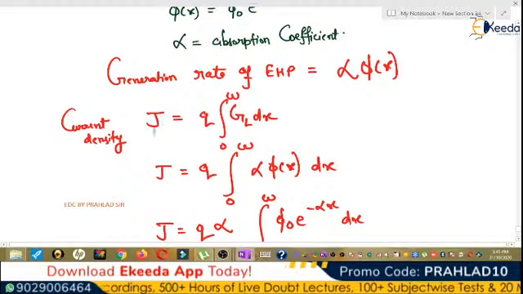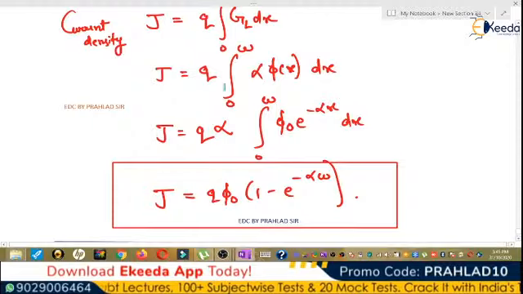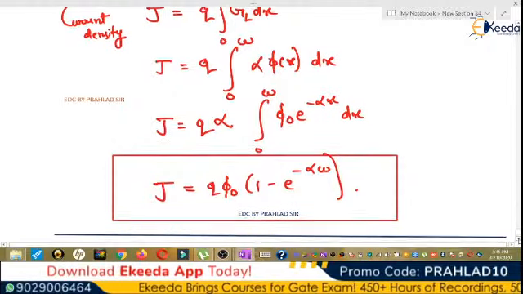Current density J is q integral 0 to W of GL dx. So it is q integral 0 to W of alpha phi(x) dx, and it is q alpha integral 0 to W of phi0 e to the power minus alpha x dx. So this value becomes q phi0 times 1 minus e to the power minus alpha W.